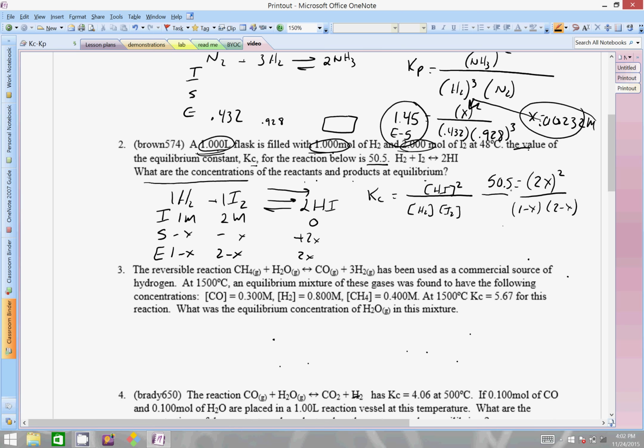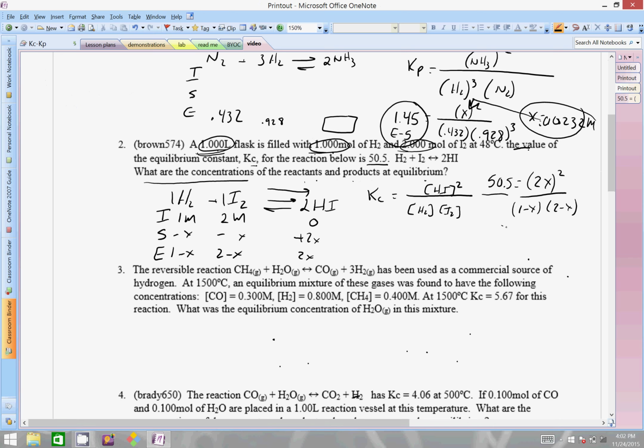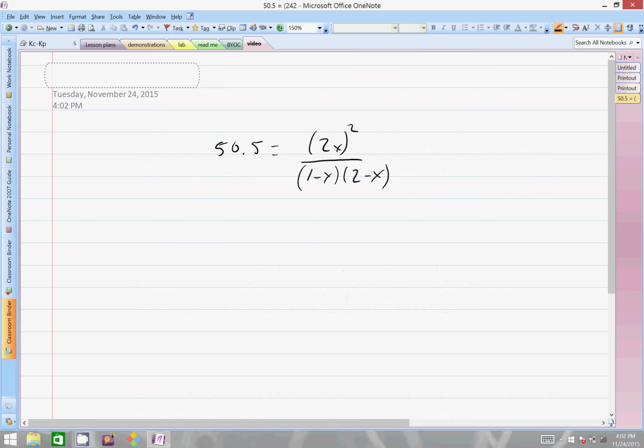This K value needs to be much smaller. So I'm going to take a moment, and the AP does not require this calculation, but let's just show the algebra here for a quick moment. Let's go grab a new page here. So I have 50.5 equals 2x squared over 1 minus x times 2 minus x. I do believe that is correct, and it's right here. So let's go ahead and show this.